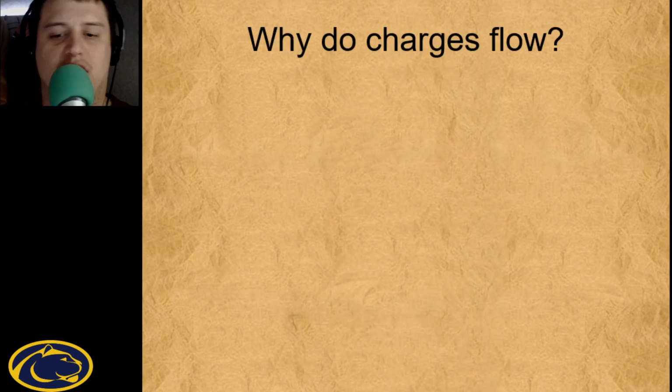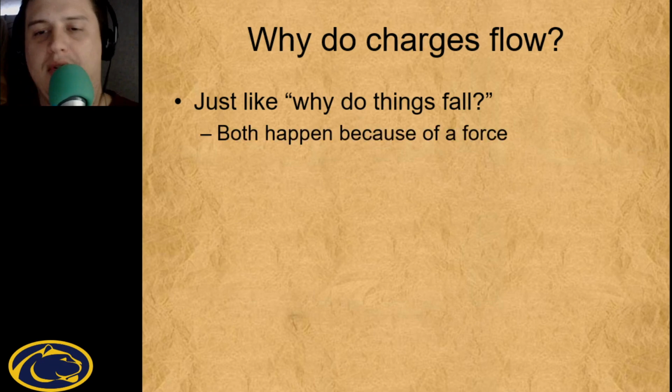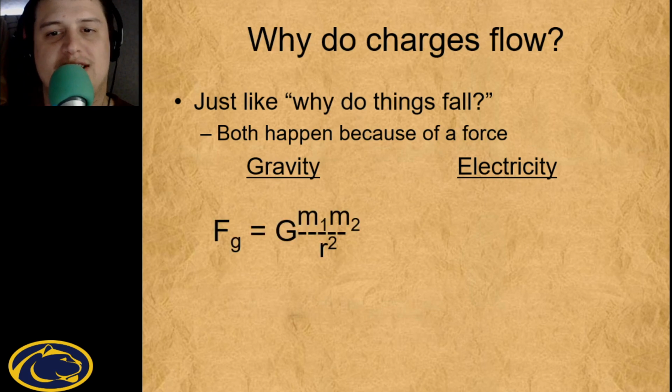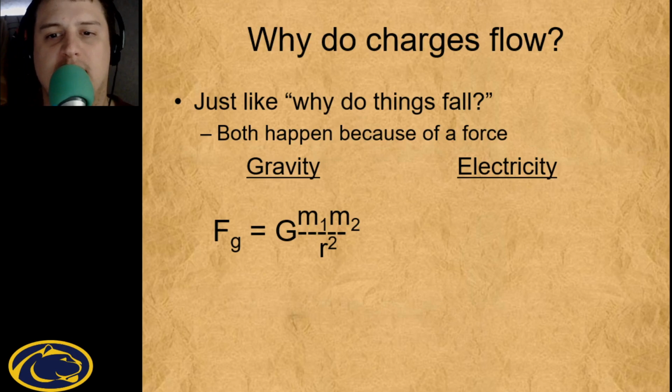All right, why do charges flow? Just like why do things fall? Both happen because of a force. In each case, things falling or charges flowing, there are two different kinds of forces. One is gravity, the other is electricity. So this is the equation for gravity, our universal law of gravitation. It says that the force of gravity is equal to that big capital G, which is the gravitational constant, times mass 1 times mass 2 divided by radius squared.